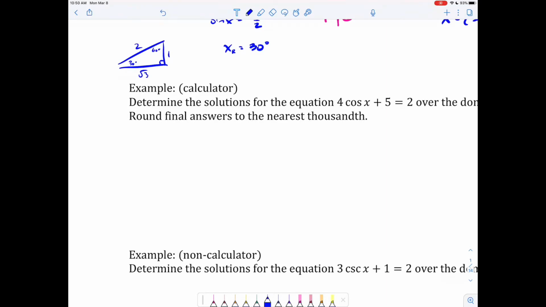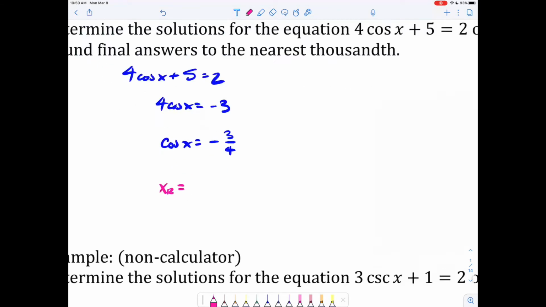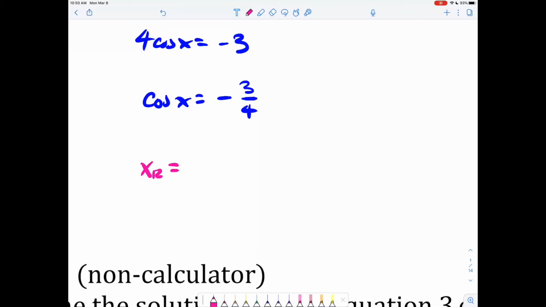If not, also cool. Here's what I would do. For 4 cos of x plus 5 equals 2, I would say that 4 cos of x is negative 3, and thus the cosine of x is negative 3 over 4. Now, remember that when you get the reference angle and you've got a negative ratio, you're going to plug that into your calculator positive-wise. So for the reference angle, xr, we're going to take the inverse cosine of positive 3 over 4.